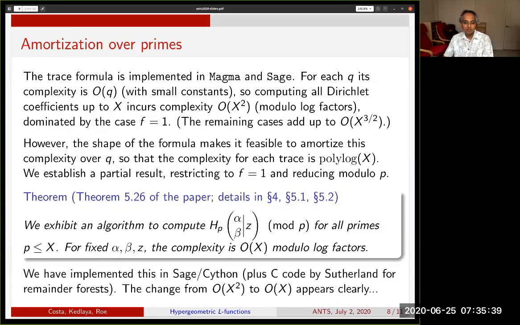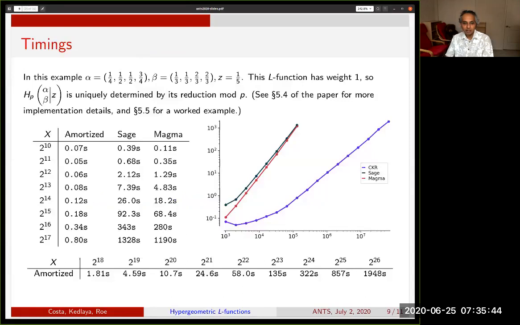And using this, you can see quite clearly the difference between quadratic complexity and linear complexity if you look at timings, as I've done on this slide. In this slide, we consider the same example that I treated earlier. I pick a specific value of z, 1/5. This turns out to be an L function of weight 1. So it's actually the same to compute this prime Frobenius trace mod p as to compute it exactly. And in fact, the algorithms in Sage and Magma will compute this only mod p because that is sufficient.